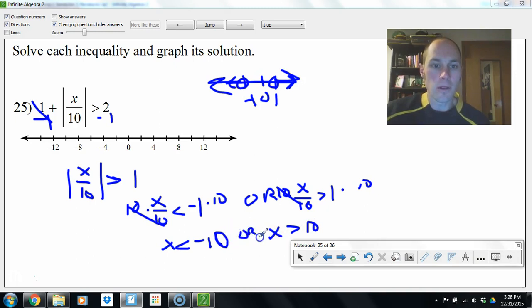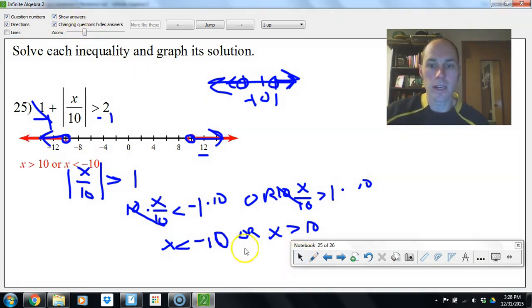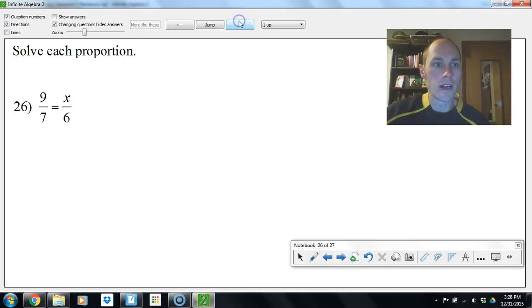So if I take a look at both those, x is less than negative 10, it'll be an empty circle. x is greater than 10, empty. And note 12 is greater than 10, yes, so I'll go that way. Okay, and let's check the answer. And it matches up. Move on to the next one.